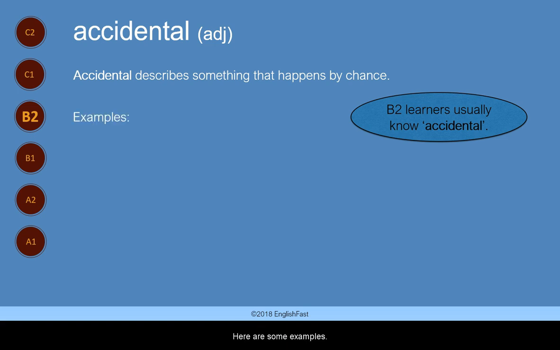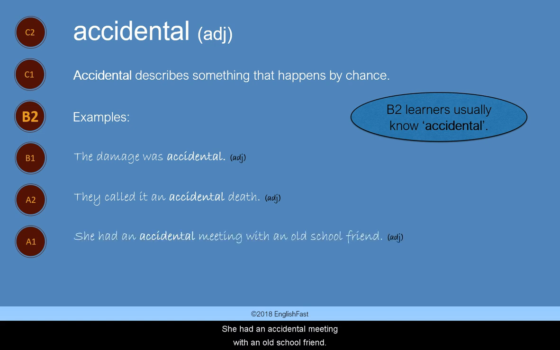Here are some examples. The damage was accidental. They called it an accidental death. She had an accidental meeting with an old school friend.